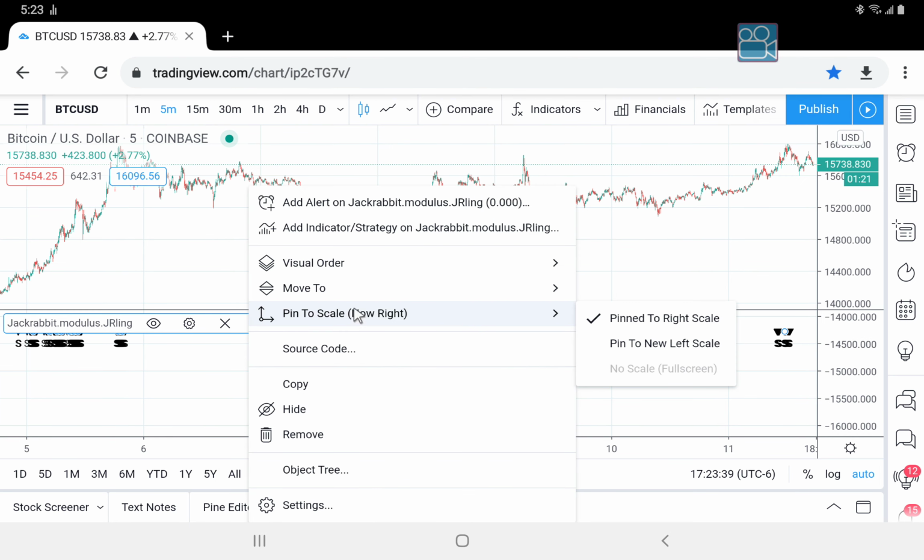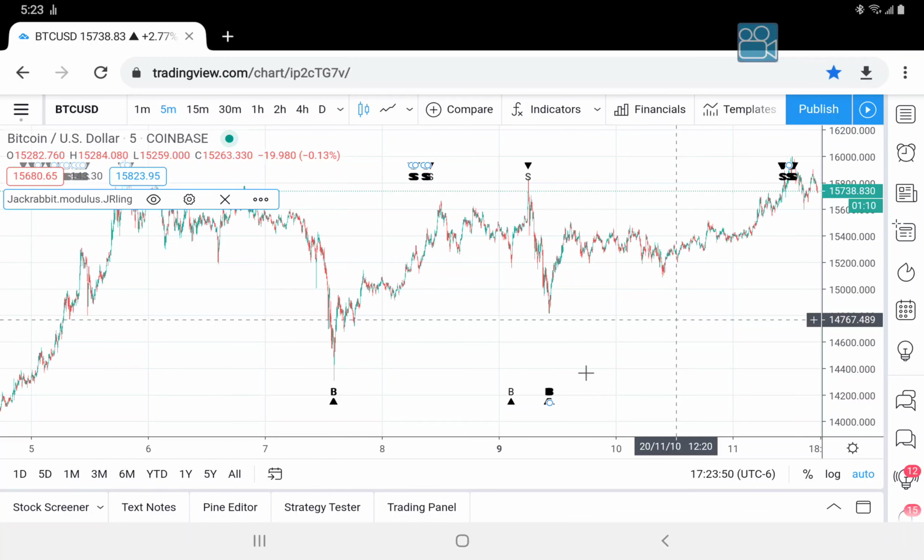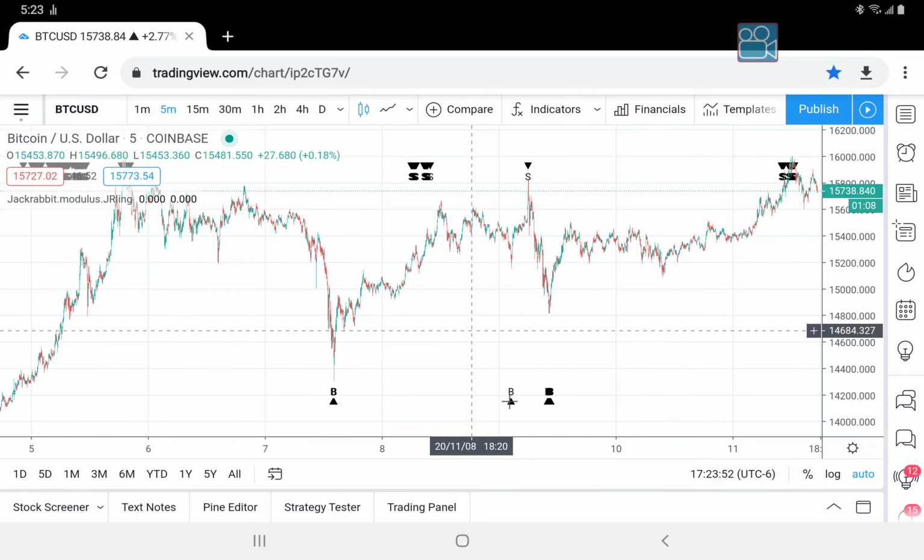Let's move it to the chart. And let's be sure to pin it to scale A. Here you have purchase, sell, purchase, sell. You have a confirmation on both the 5-minute and the 4-hour. We're not done yet.